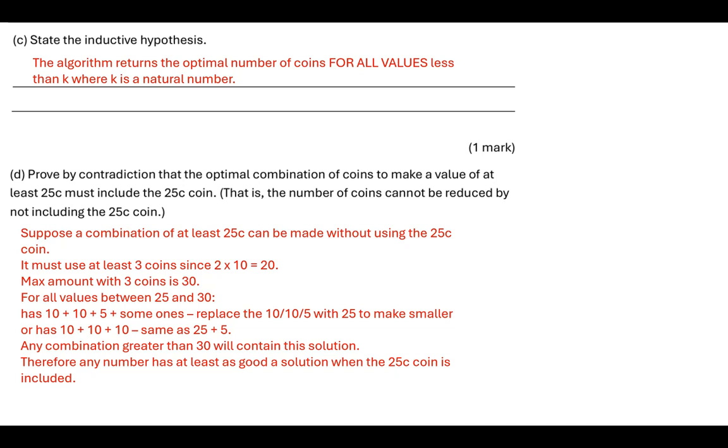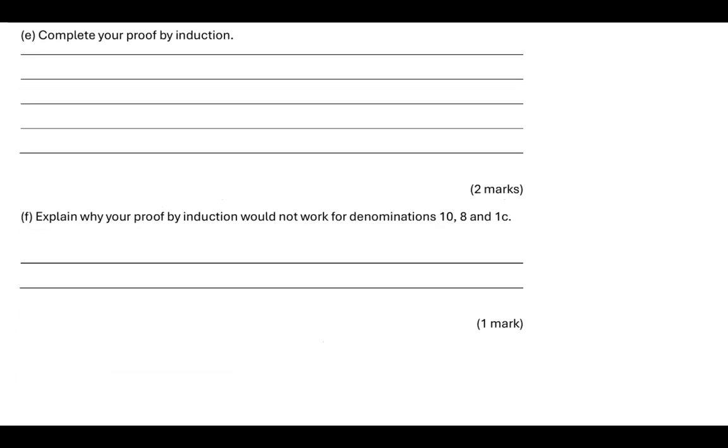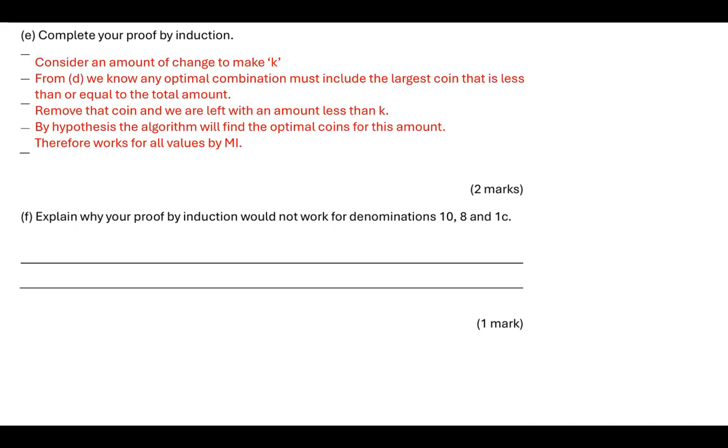Okay. Now, technically, we should have then proved the same thing for 10 and 5, but it just seemed like overkill. So now when we complete the proof by induction, we would go back to this idea of strong induction. Remember, the inductive hypothesis went to everything less than k. We now consider the amount k. We know that it must include the largest coin less than or equal to k. So we remove that coin and we're left with an amount less than k.